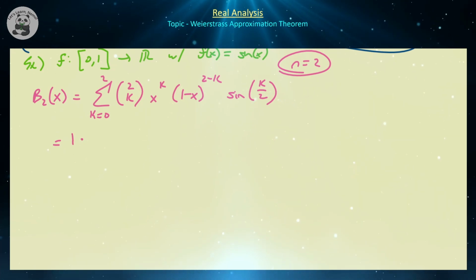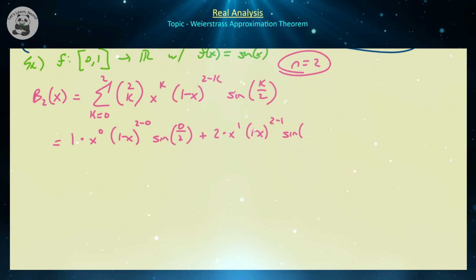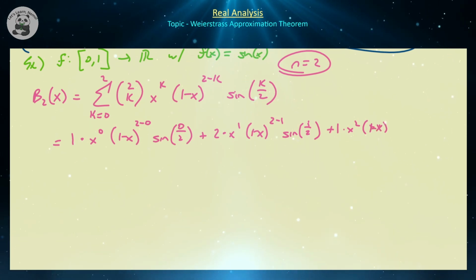We're going to have 1, our first binomial coefficient, times x to the power of 0, times (1 minus x) to the 2 minus 0, times the sine of 0 over 2. And then we're going to have 2 times x to the power of 1 times (1 minus x) to the power of 2 minus 1, times the sine of 1/2. And then we're going to have 1, our last coefficient, times x to the power of 2 times (1 minus x) to the power of 2 minus 2, times the sine of 2 over 2.